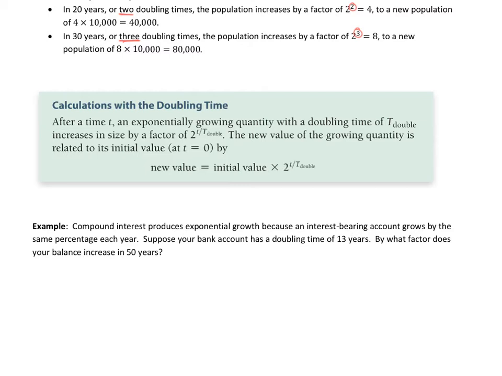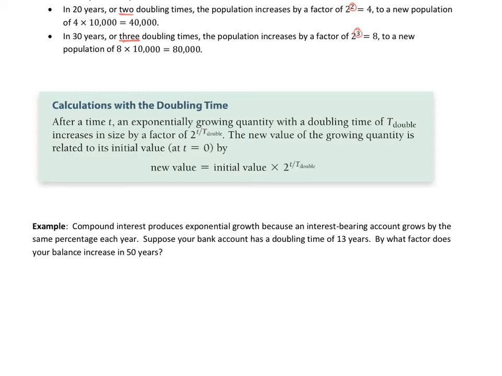For calculations with doubling time, after time t, an exponentially growing quantity with doubling time of T sub double, where the capital T will be the doubling time, increases in size by a factor of 2 to the little t over T, the doubling time. The new value of the growing quantity is related to its initial value at t equals 0 by this equation. To see how this works in action, let's take a look at this next example.